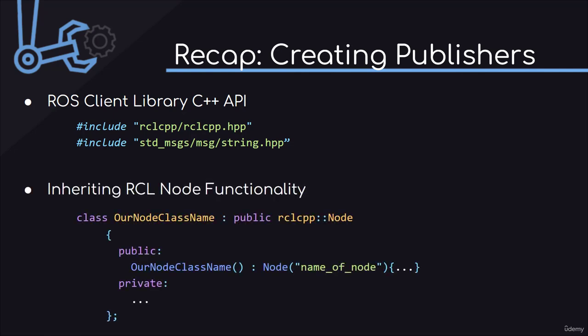Then we saw how we could inherit functionality from the ROS client library's node class. So this allowed us to do things such as create our node within our own custom C++ class, and when we initialized it, we would specify the name of the node and then have all of our functionality which we want for this node inside the class.